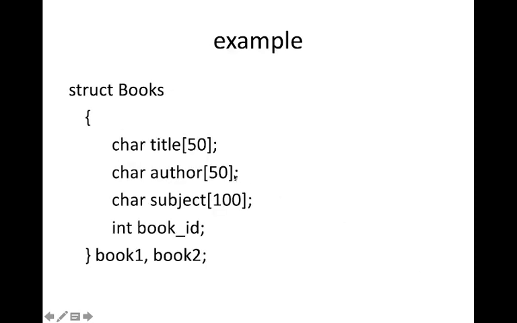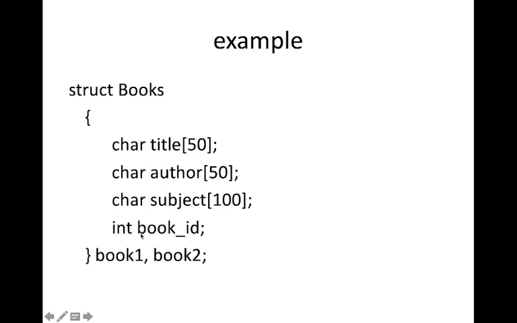So this is an example. struct books, where books is the name given to that structure, and we have different members. One is a character array title of 50 elements, then character array author of 50 elements, then character array subject of 100 elements, then there is an integer book ID, and it is closed.